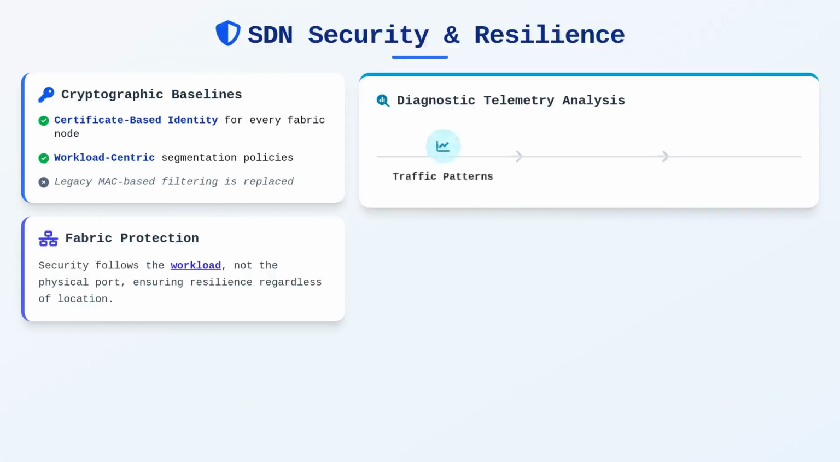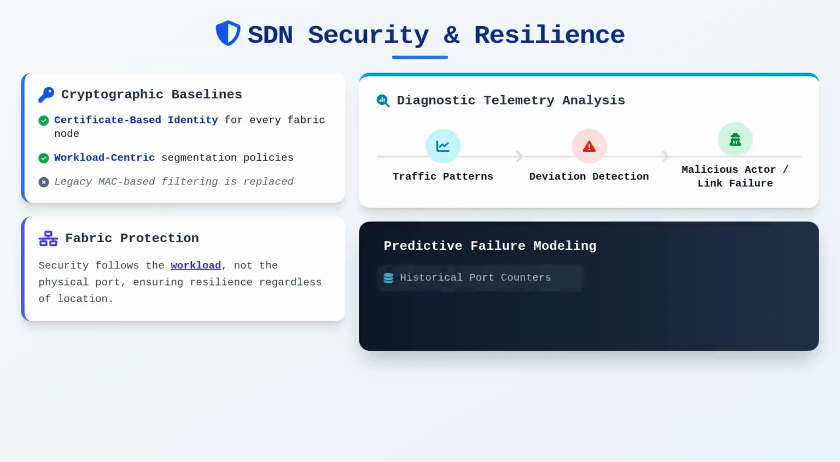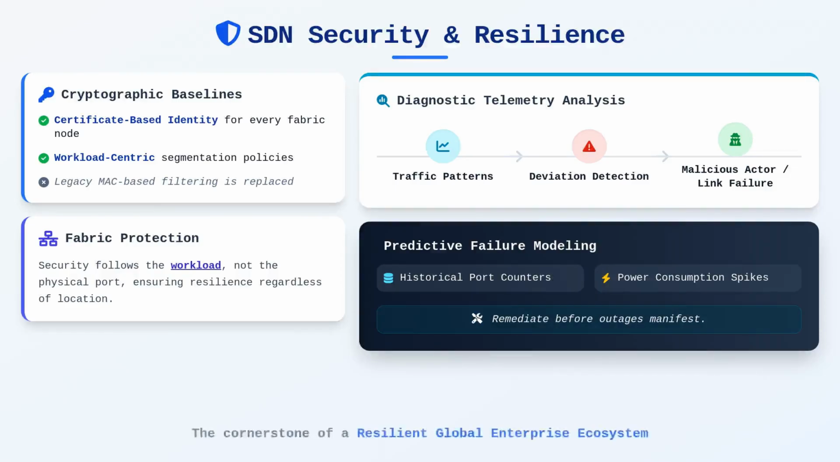When dealing with diagnostic telemetry, you're looking for deviations in these traffic patterns that indicate either a malicious actor or a failed link within the overlay. Predictive failure modeling, which relies on the analysis of historical port counters and power consumption spikes, allows administrators to remediate issues before they manifest as outages. This is the cornerstone of building a resilient ecosystem that can withstand the rigorous stress of a global enterprise deployment.